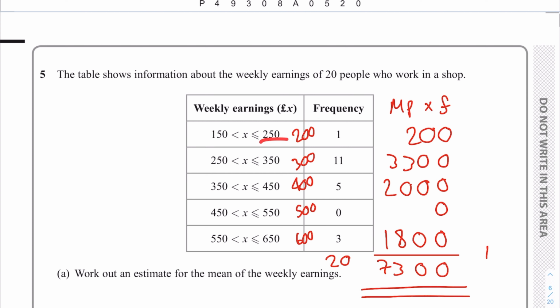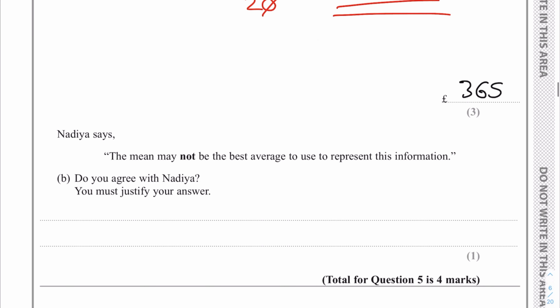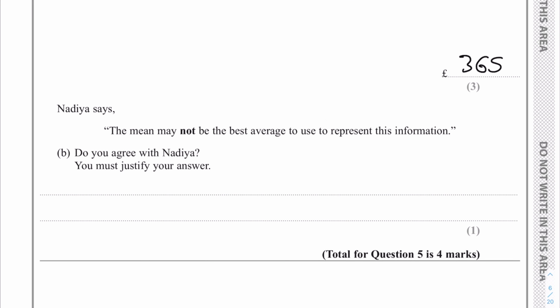Well, what if it's 250? Or what if it's 150? Like, what if it's an extreme value of this range? What if it's at either end? And that is the problem. These are called outliers. They're extreme values. So I'm going to scroll back down and I'm going to say, yes, I do agree with her. And the reason for that is because outliers or extreme values can affect the mean.